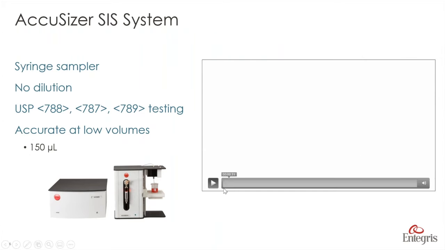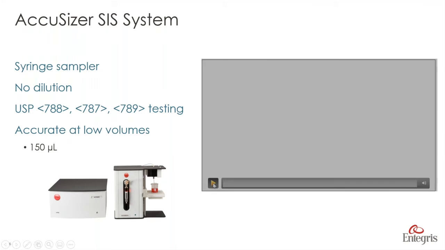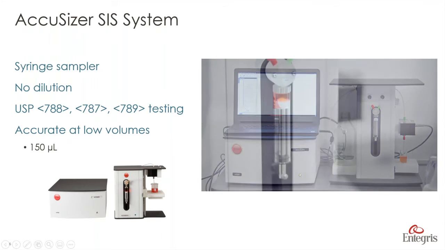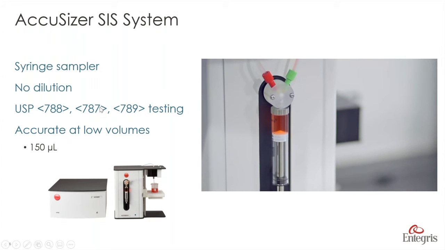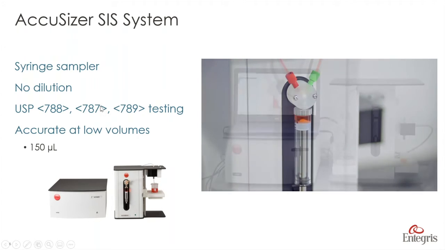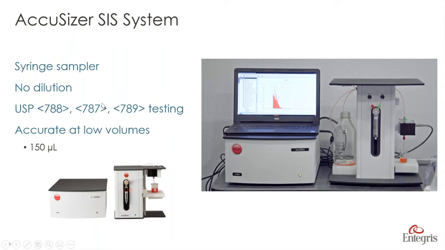Here we have a video of watching the AccuSizer SIS in action. As we watch the video on the right, what we'll see is as the syringe pulls down, it's going to aspirate the sample through the sensor where the measurement is made. After we've completed that measurement, we'll then push that sample either back out to waste, or we could conserve the sample and push the sample back into the original beaker.